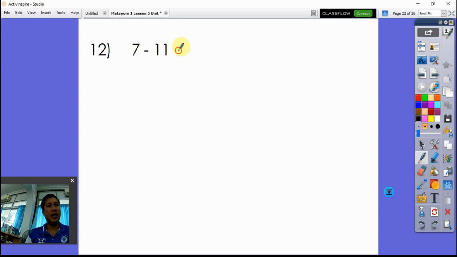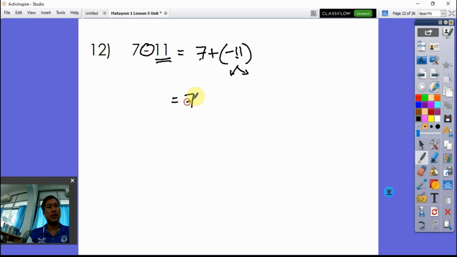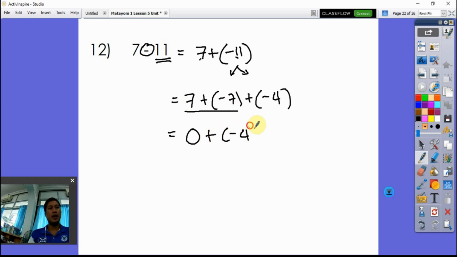Let's look at number 12. 7 minus 11. It's like going to 7-Eleven. Alright? Okay, 7. Change the sign minus into plus. Change 11 into -11. Maybe we will change this into the opposite of 7 because it's a bigger number. 7 plus -7. Okay, so -11 is -7 plus -4. So we add these two together, it will be 0 plus -4. So the final answer is -4. Very easy.